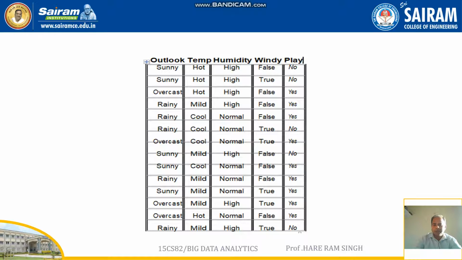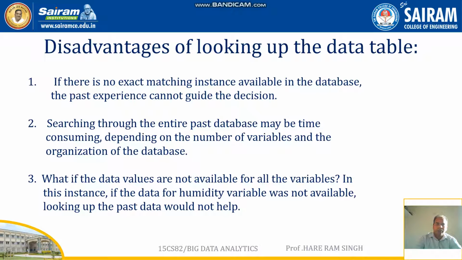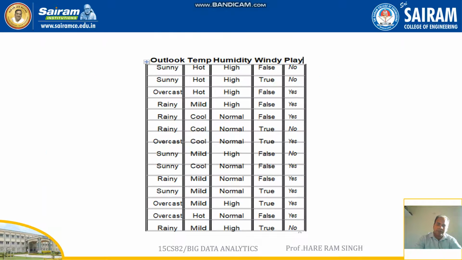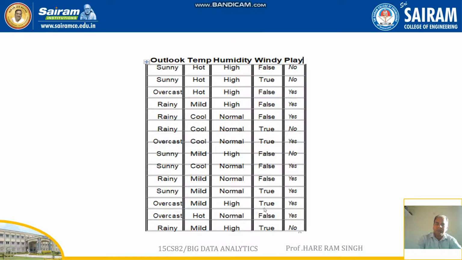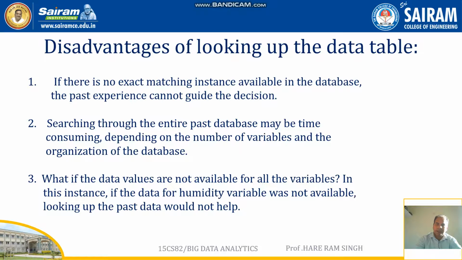In this data the values are already given. Now what about our previous question, when outlook is sunny, temperature is hot, humidity normal, and windy true, whether to play or not? That answer can also be found here in this trend table. But there are problems we can face while extracting knowledge or an answer from the trend table.